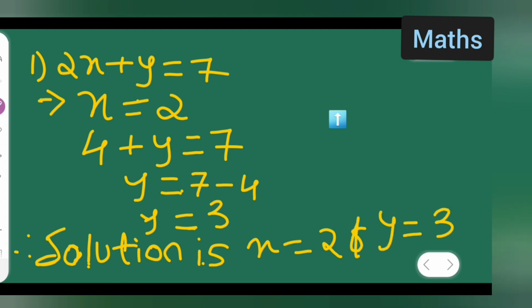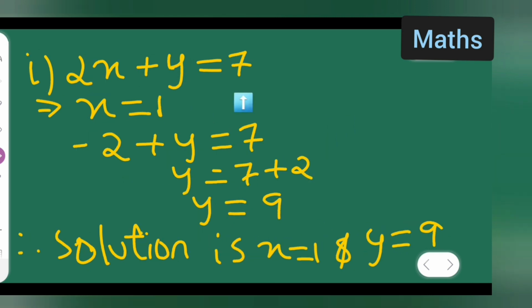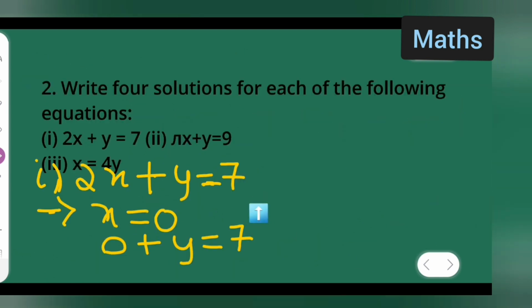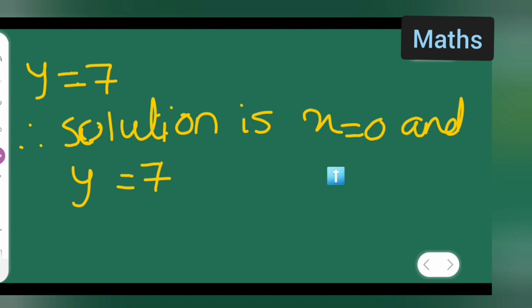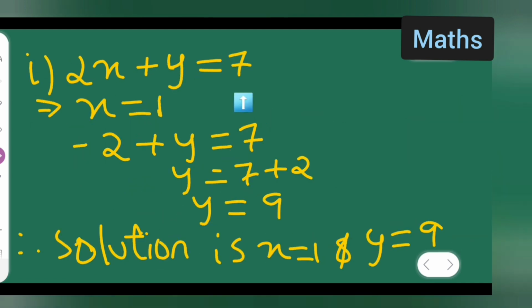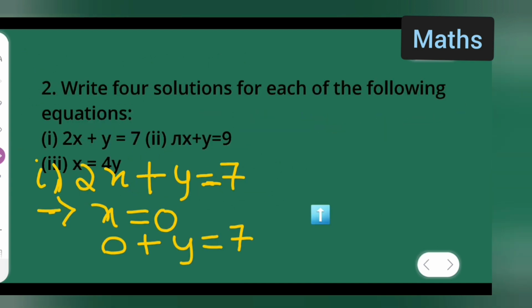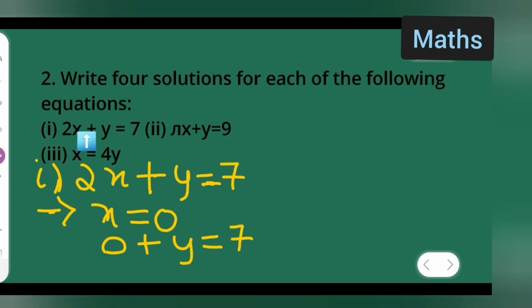So now we found out the four solutions, right? Here what we got is x to be 2 and y is 3. So how many have we done? We have finished with 1, 2, 3 and 4. So we are done with the first problem.